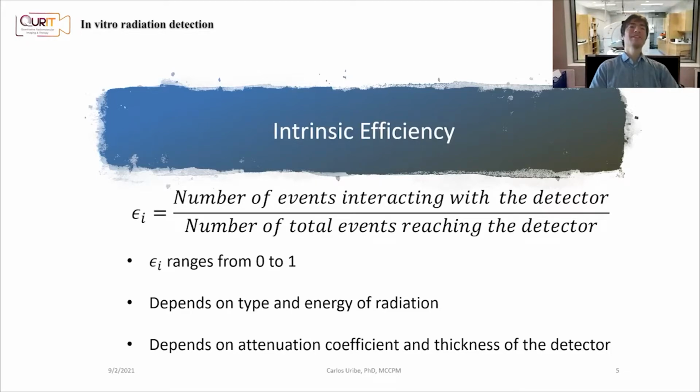So the intrinsic efficiency is going to have a range between 0 and 1. It's going to depend on the type and energy of the radiation. And of course, it depends on the attenuation coefficient and thickness of the detector. So the higher the attenuation coefficient for those particular types of emissions, the higher the chance of these particles interacting in the detector, and then the higher the efficiency.